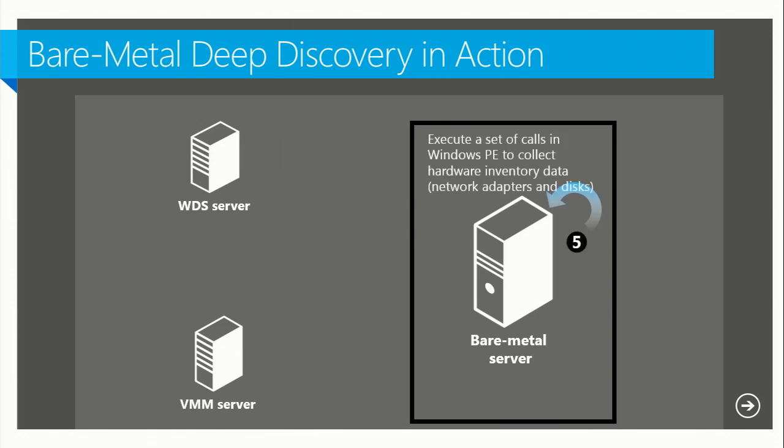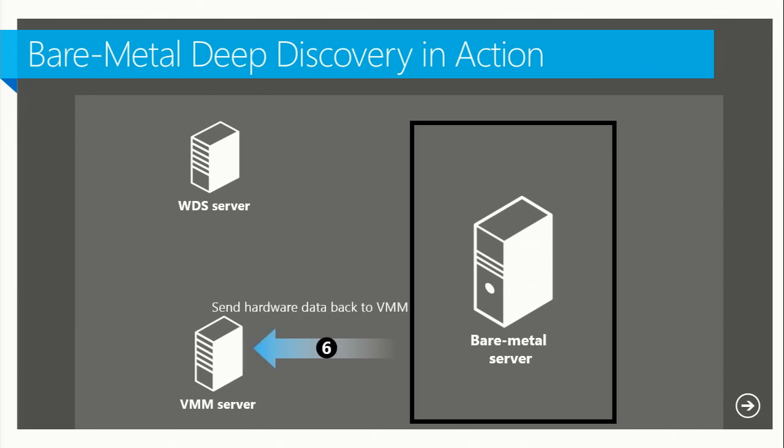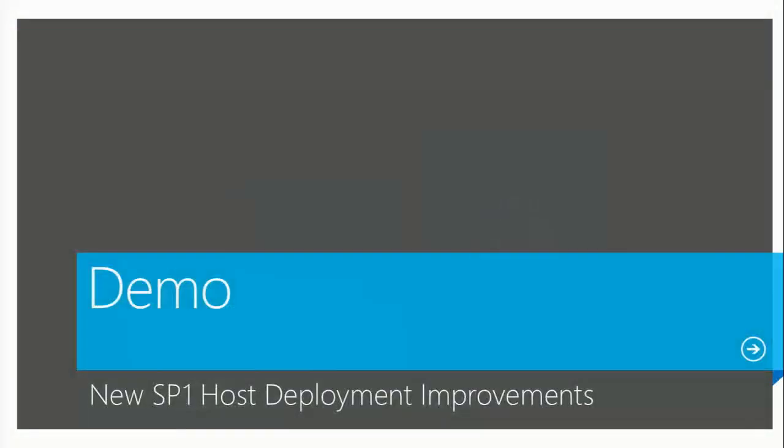Once it boots up, the WinPE agent from the VMM server side will start talking and collecting data on the bare metal machine. It also sends all the inventory data back to VMM. That's how, when the VMM server presents the data to the admin UI console on the client side, you can see those data returned by the deep discovery process. So let me switch to my demo machine, and I can show you exactly how that looks.